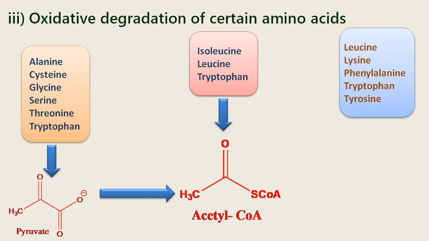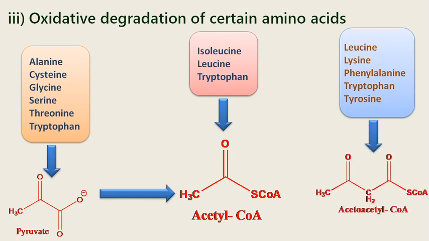And these amino acids, leucine, lysine, phenylalanine, tryptophan, and tyrosine, can be converted into acetoacetyl coenzyme A, and from this acetoacetyl coenzyme A, further acetyl coenzyme A can be formed. So in all these ways, acetyl coenzyme A can be generated.